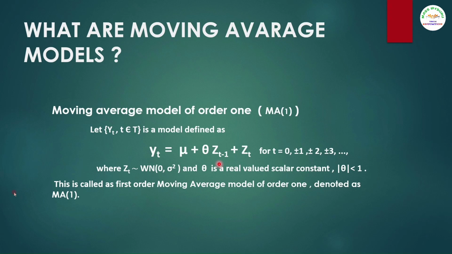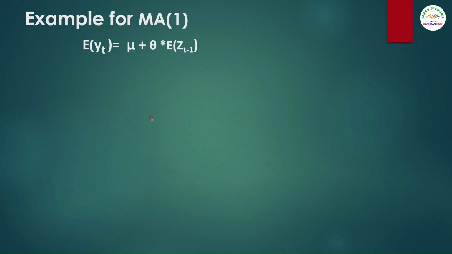Since we use the error in the previous time period to make a prediction, it's called a moving average model 1. It may confuse you: why are errors used to predict the future value? Let me explain with a real life example for moving average model 1.